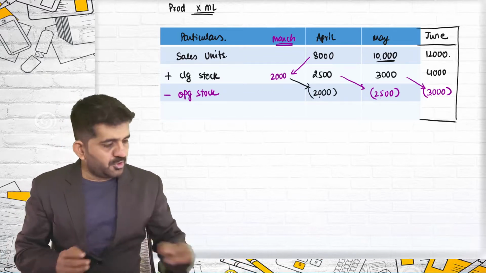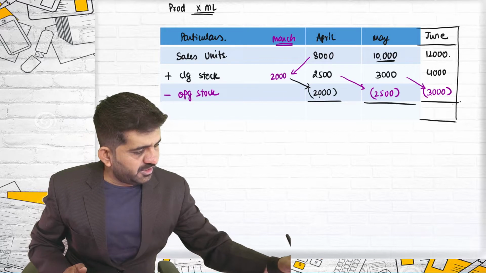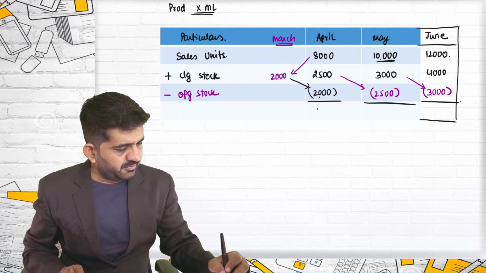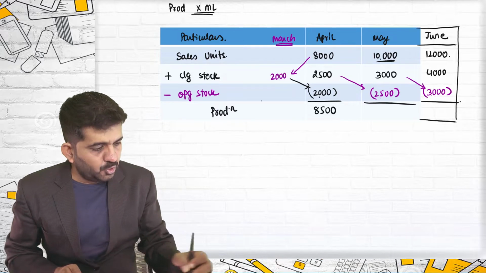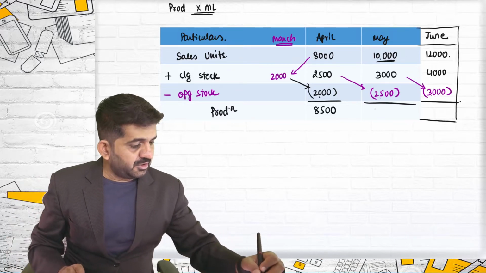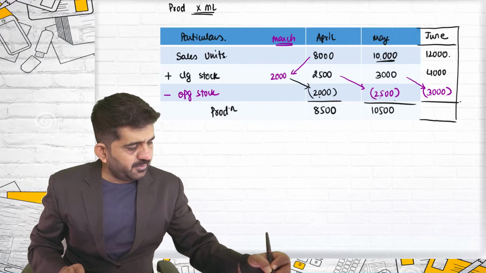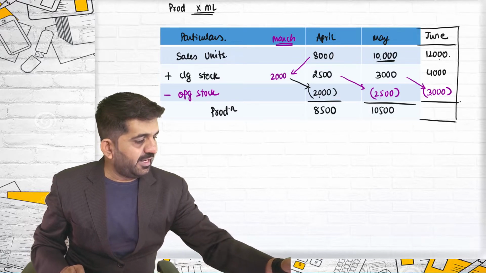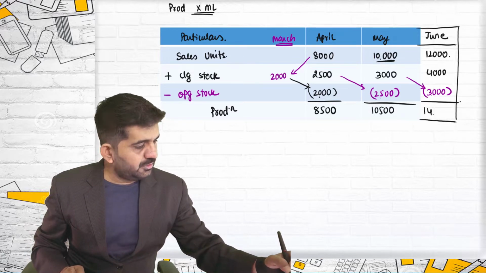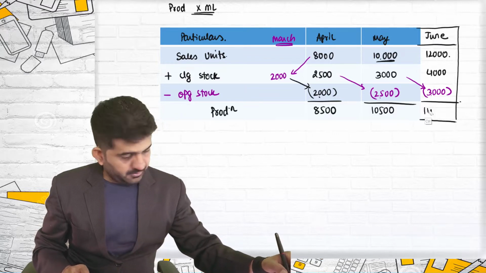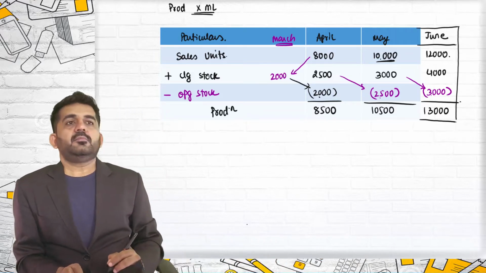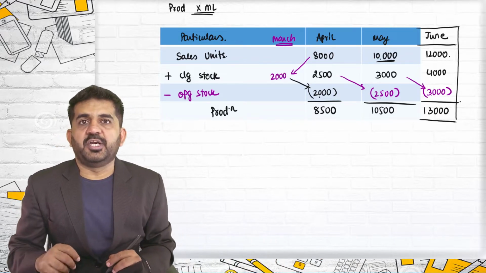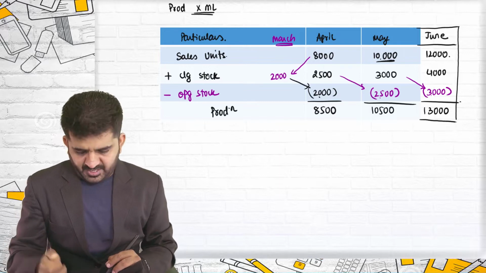So I've got this production budget. Now it is just totaling out of all 3 months. This will be 8,500 units, production to be made in April. This will be 10,500, production to be made in May. And 17 minus 3 is 14, 16 minus 3 is 13. So 13,000 units will be manufactured of XML.